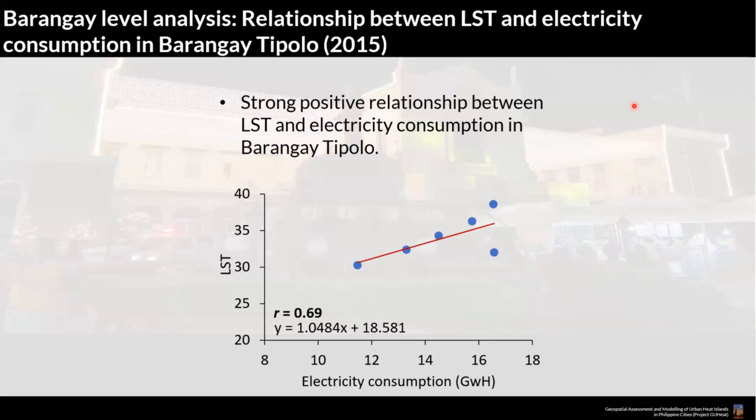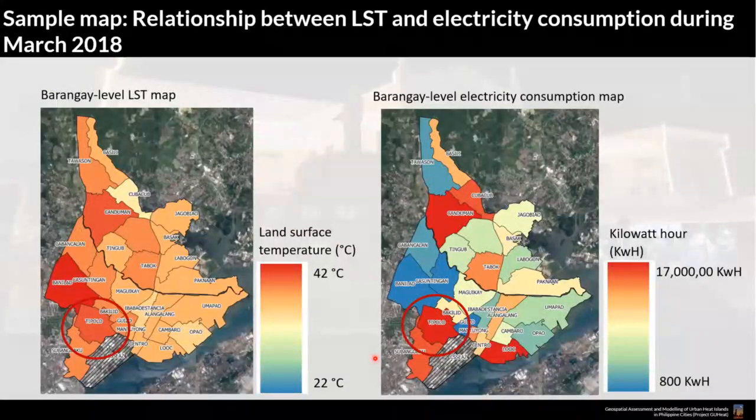Upon closer inspection of Barangay Tipolo, we found out that it has a high correlation coefficient of 0.69, meaning that there is a strong relationship between LST and electricity consumption in Barangay Tipolo. Here are sample maps. Again, barangay level LST map on the left, electricity consumption map on the right. It can be observed that there are certain areas that could have a positive relationship between LST and electricity consumption.